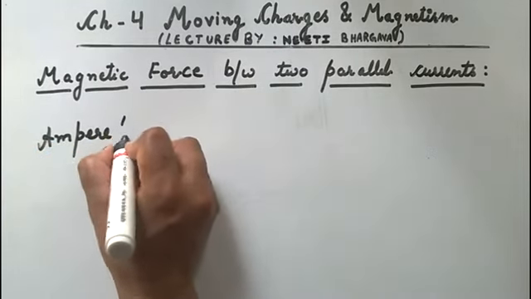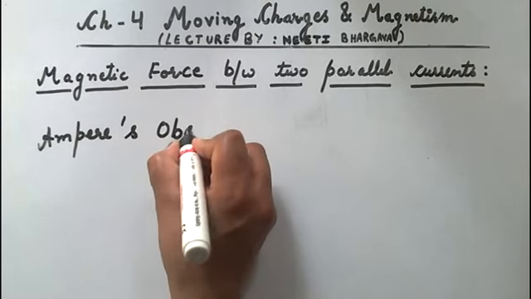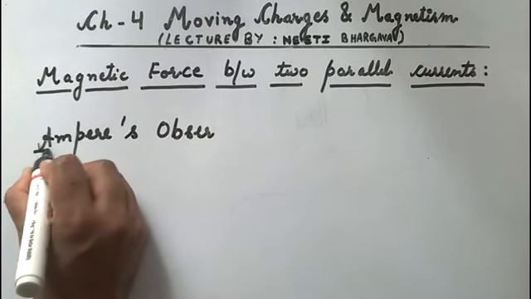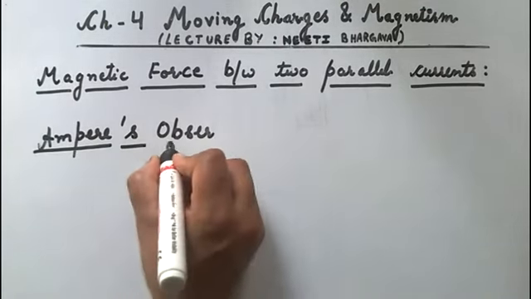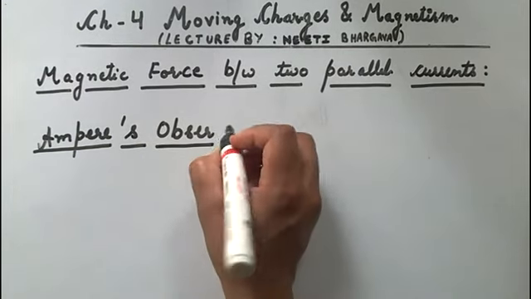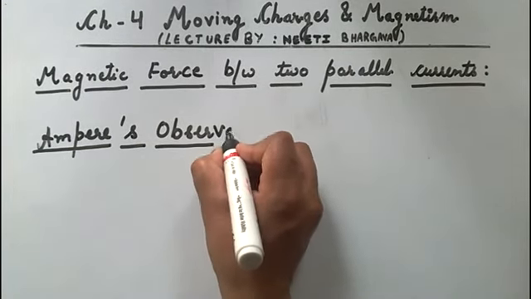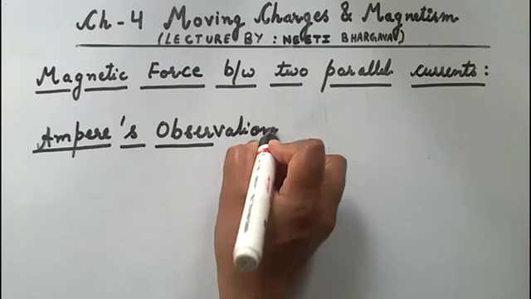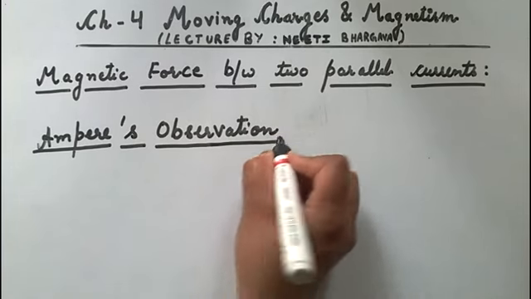Ampere observed that when two parallel current carrying conductors are placed near to each other and these wires are long, thin, straight wires, then they exert magnetic forces on each other.